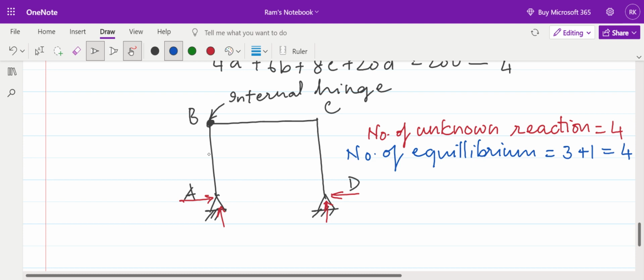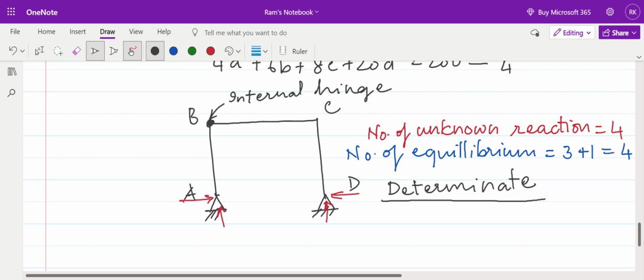So what can we conclude? We can conclude that this structure is a determinate structure, where we can determine the unknown reactions using equations of equilibrium alone. So this is all about determinate and indeterminate structures.